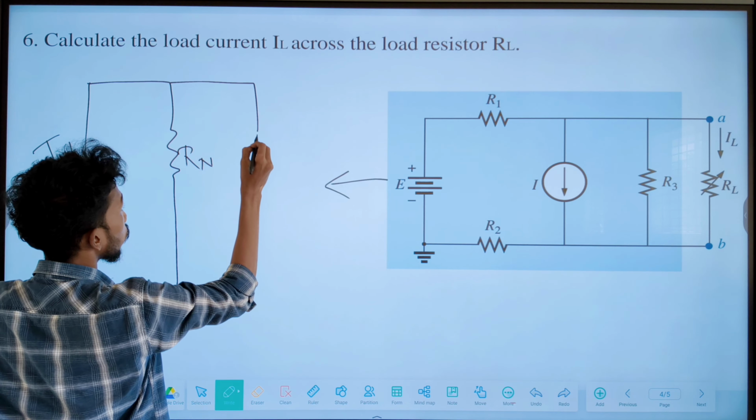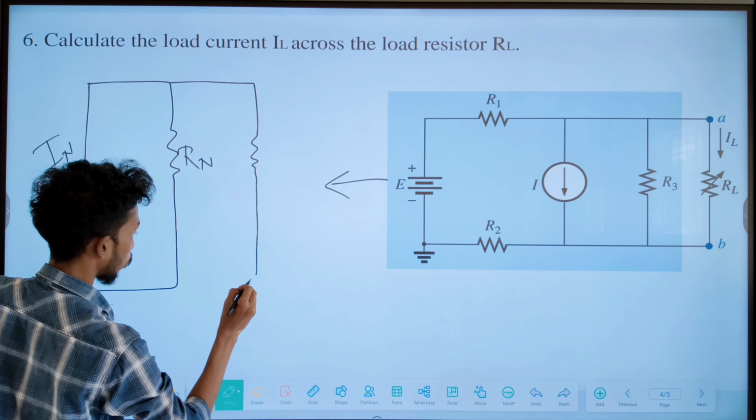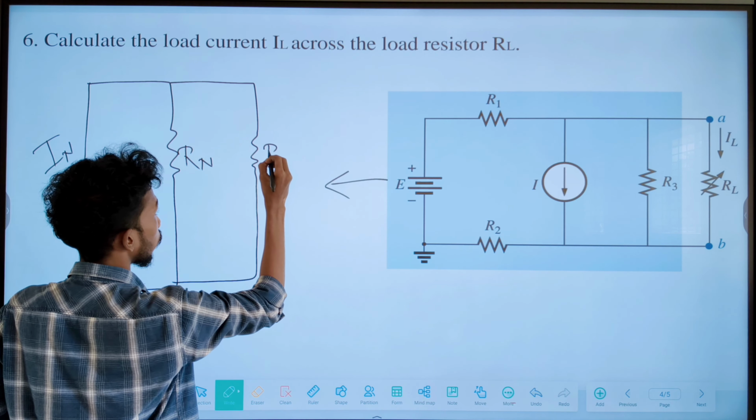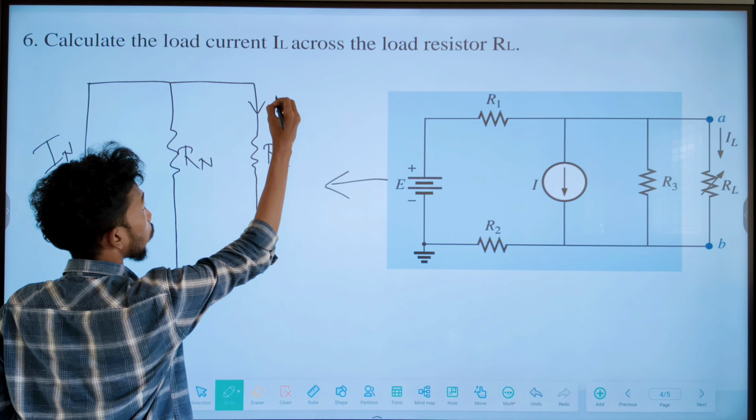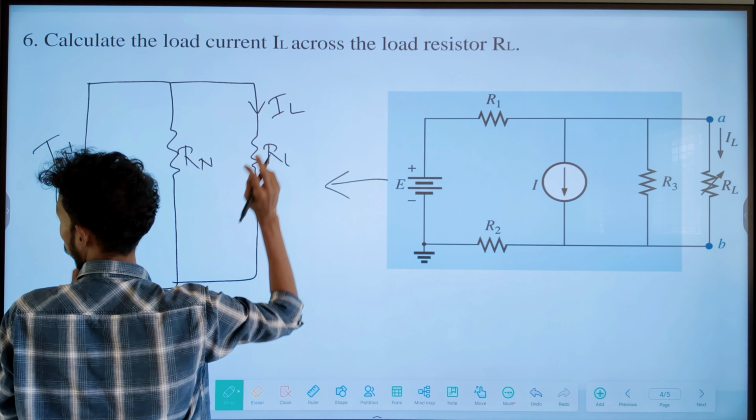The load resistor will be connected in parallel with these two terminals, that will be our RL. In this branch, we will find out what is the current flowing, that is IL.